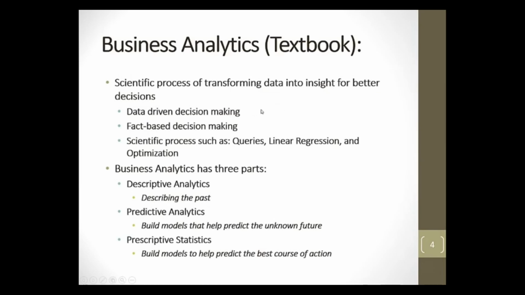Other ways of describing what we're going to do: hey, data-driven decision making, fact-based decision making. And the scientific process just means we're going to be using queries, linear regression, and optimization. Now, in our Business 216 and 218, we did queries to extract useful data from our raw data set. In Business 210, we did basic linear regression. In this class, we'll get to learn more about linear regression. And then optimization is something specific to this class that we have not done so far.